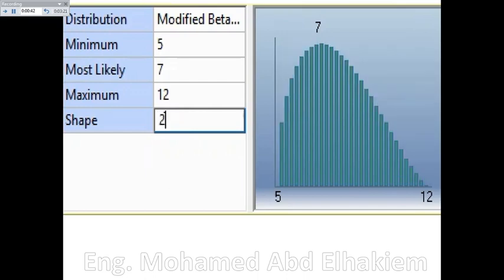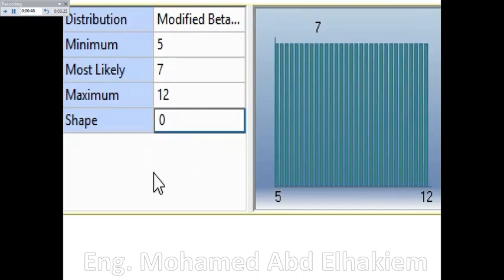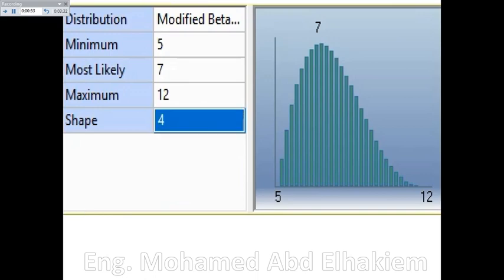If you use a shape of 0, the distribution becomes uniform, that is, the probability of the task being any value between the minimum and maximum duration is equal. If most likely minus minimum equals maximum minus most likely, then the shape parameter is ignored.